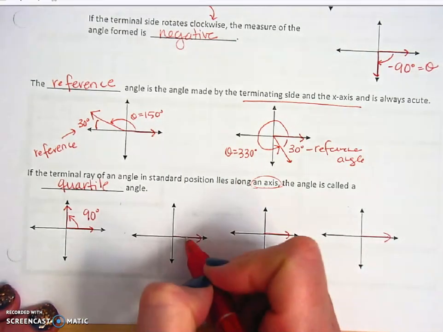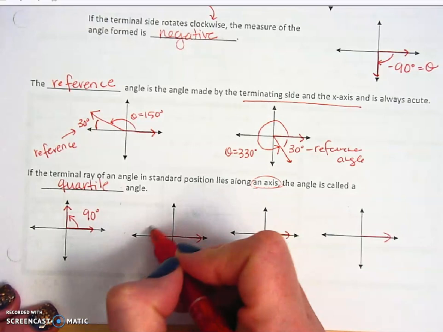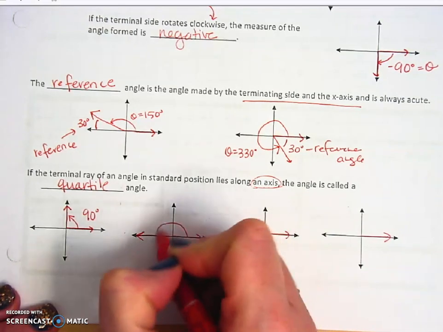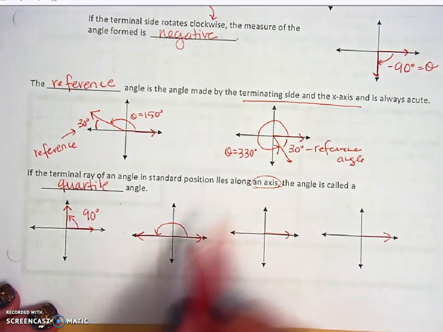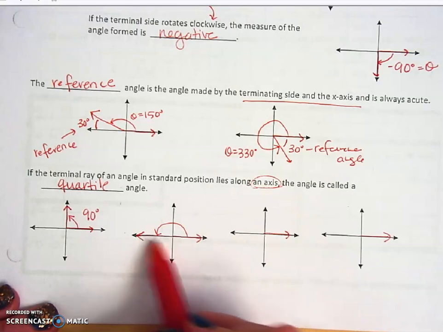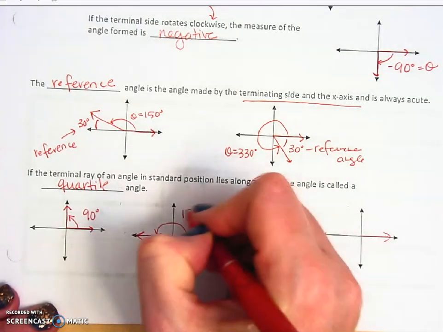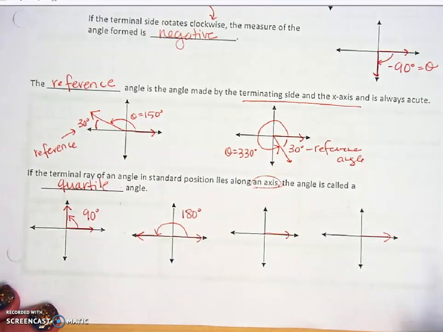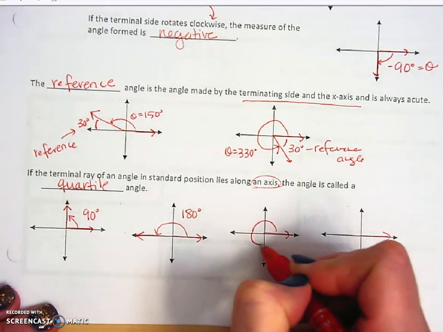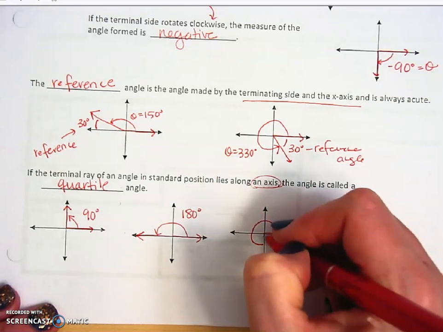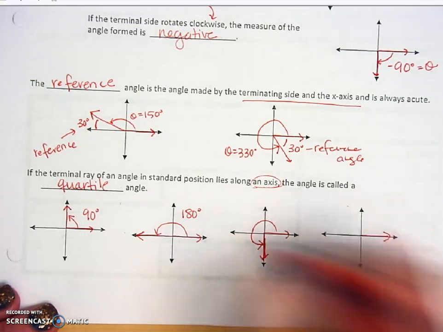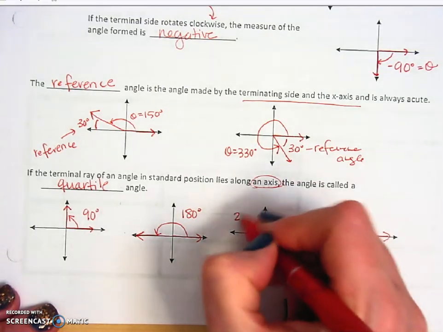Let's say though the terminal ray goes past the 90 and down to this axis, and now it's going out this way. Also, we're going to call that a quadrantal angle. The terminal ray is along an axis. It's the negative x-axis, and that measure is 180. Let's say now that our terminal ray is on the negative y-axis. That measure is 270 degrees.